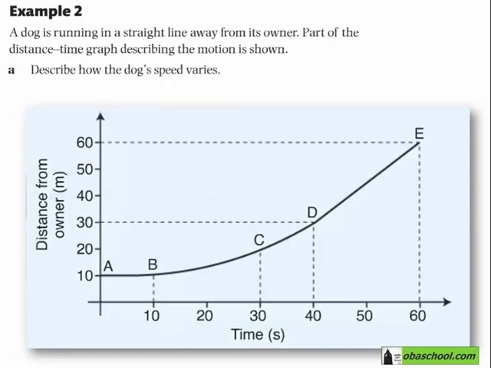In Part A, it is required to describe how the dog's speed varies. According to the graph, we can see how the speed of the dog is changing. So if we look at the graph, we can see that there is specific points. And if we connect these points, such as A and B, we will have a horizontal line. According to the line, we can notice that in the first 10 seconds, the dog is still 10 meters away from its owner.